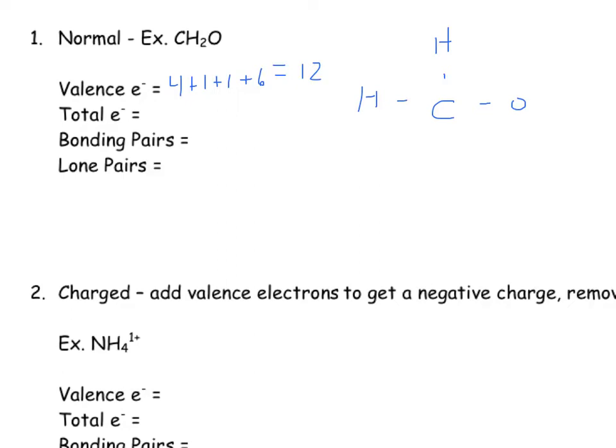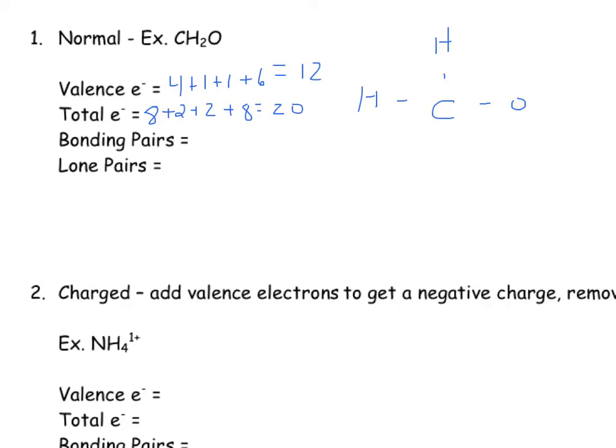Step number 3 is to figure out how many total electrons it would take for each atom to become stable. Well, carbon needs 8 to become stable. Each hydrogen is stable with only 2 because it's in the first shell. And the oxygen needs 8 as well. So that gives me a total of 20.